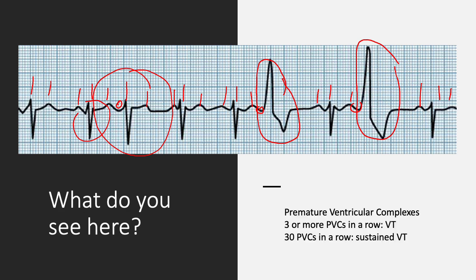For the PVCs, if you have 3 or more PVCs in a row, that is VTAC. And if you have 30 PVCs in a row, you get sustained VTAC.